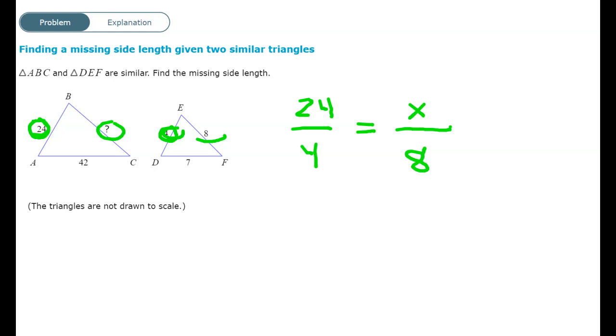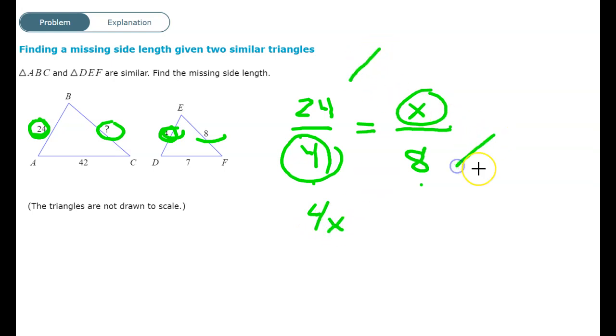And again, there's a couple different ways we can do this. You can kind of cheat again, and you can say, okay, 4 times 2 is 8. 24 times 2 gives me 48. If we're going to do this algebraically, you guys, we're going to go ahead and cross multiply. We would do 4 times x, and that would give me 4x. Then I would do 24 times 8, and that's going to give me 192. And then divide both sides by 4, so x is equal to 48. Okay, several different ways we can do that.